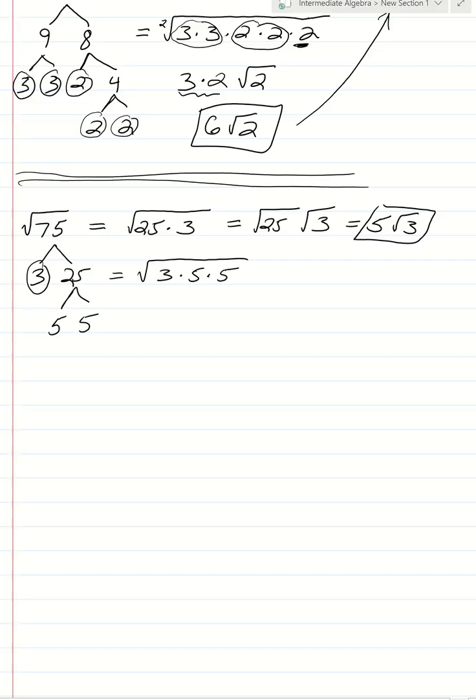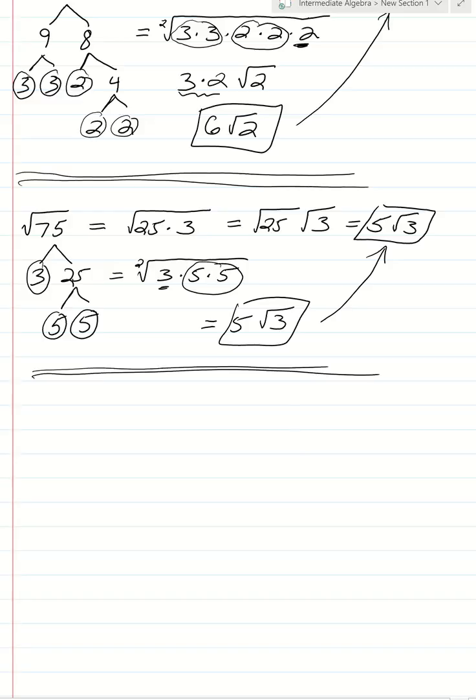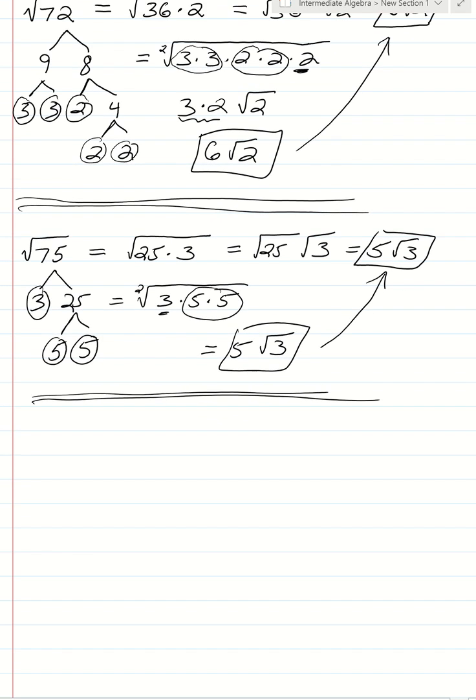And once again, since we are looking for 2 numbers under the radical, we have this pair of 5s. That means that goes outside once, and what's left over is just the square root of 3. And once again, we get the same simplified answer as we did earlier. So that's how we simplify square roots that contain non-perfect squares. Okay.